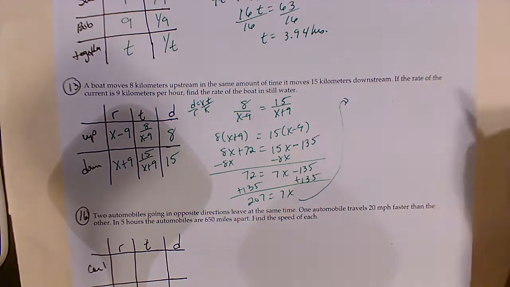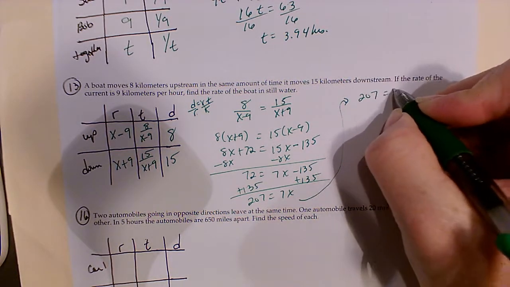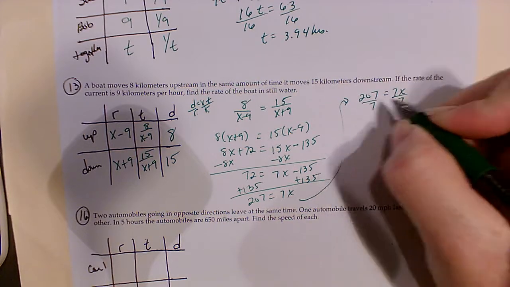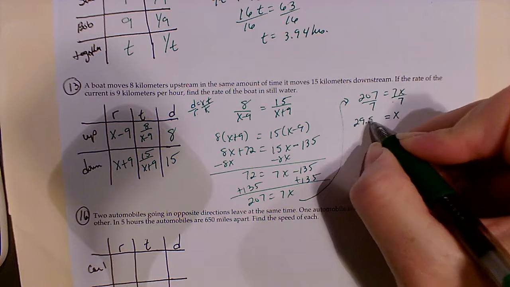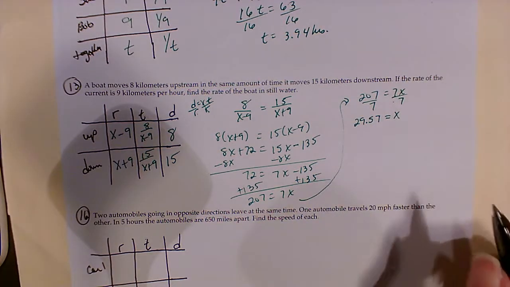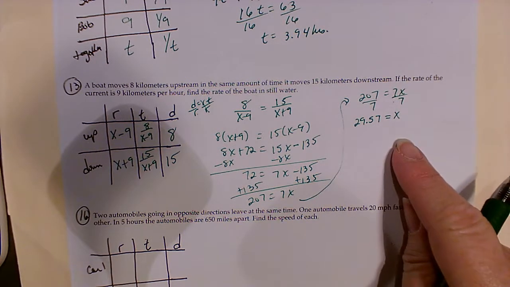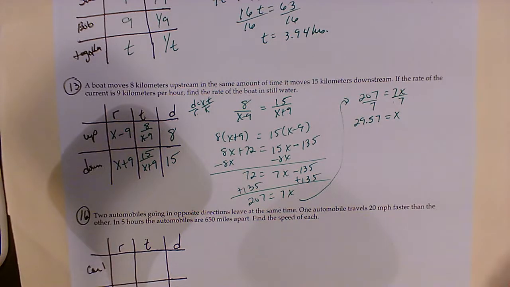Bring this up here to finish. So 207 equals 7x, divided by 7. And my x is going to equal 29.57. So how fast does the boat go in still water? It goes about 30 miles an hour. Or sorry, kilometers per hour.